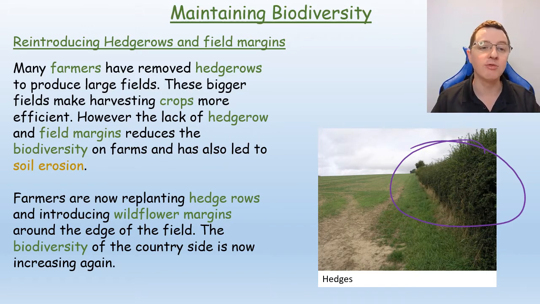However, the lack of hedgerows and field margins reduces biodiversity on farms, and it's also led to soil erosion, which leads to a decrease in the crop yield that the farmer will be expecting. So farmers are now replanting hedgerows and reintroducing wildflower margins around the edge of a field, and the biodiversity of the countryside is now increasing once again. Another benefit of this is that farmers are finding there's a greater insect life, particularly bees, which is helping to fertilise many of the crop plants that the farmers are trying to grow.